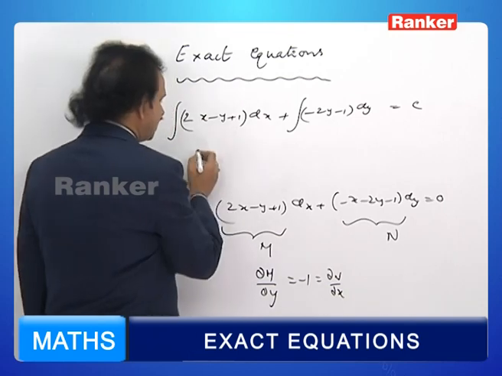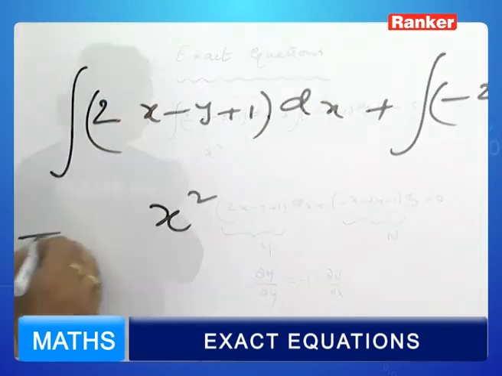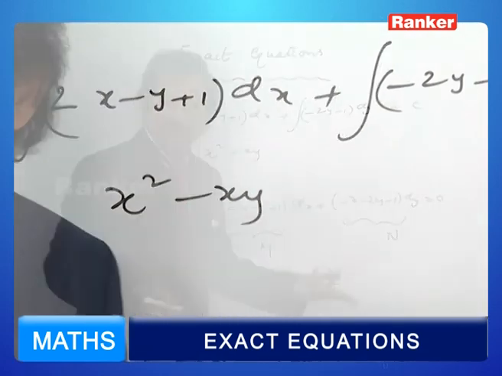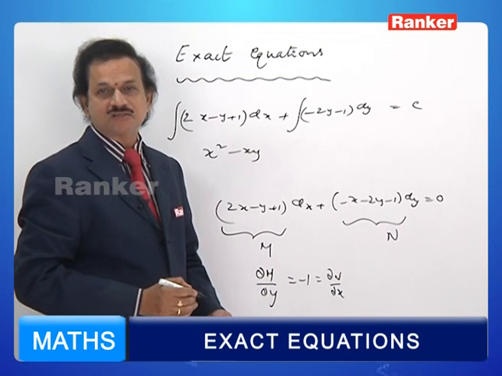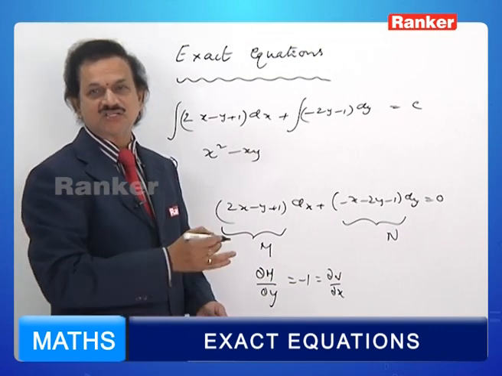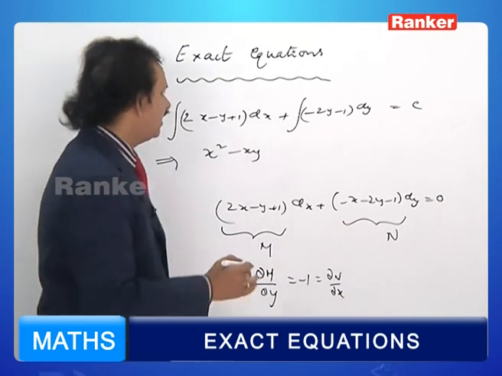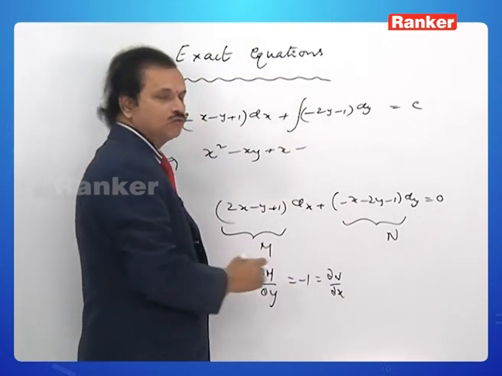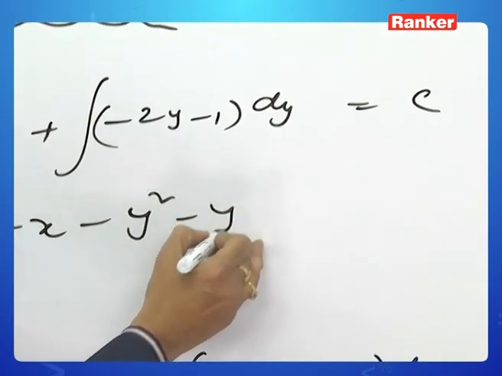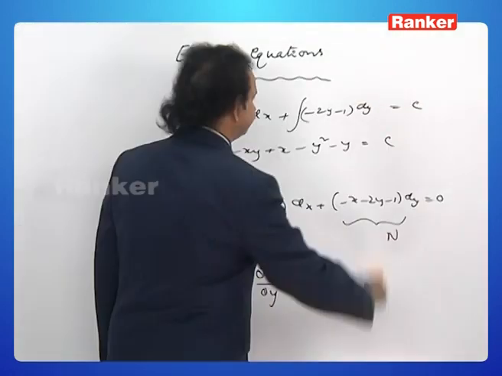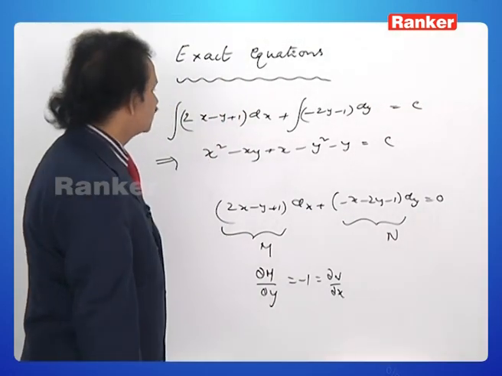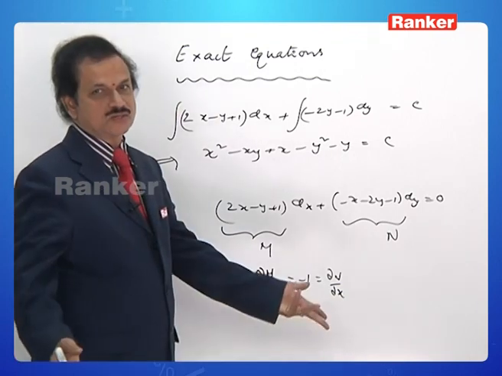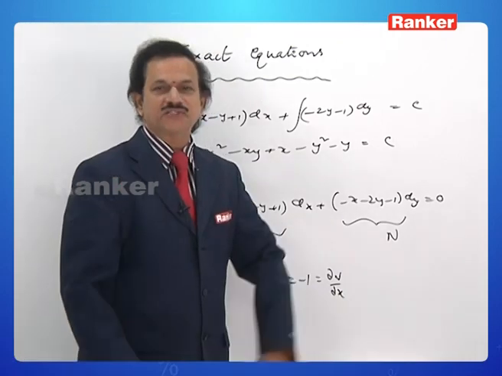Come on, friend. What is the integral of 2x? x². What is the integral of −y? It is −xy. Why? y is a constant. Minus y as a constant times 1 gives x, so it is −xy, and plus 1 gives x. What is the integral of 2y? It is y², minus y, equals c. Therefore the answer is x² − y² − xy + x − y = c, the direct solution. That is what we say about an exact equation.